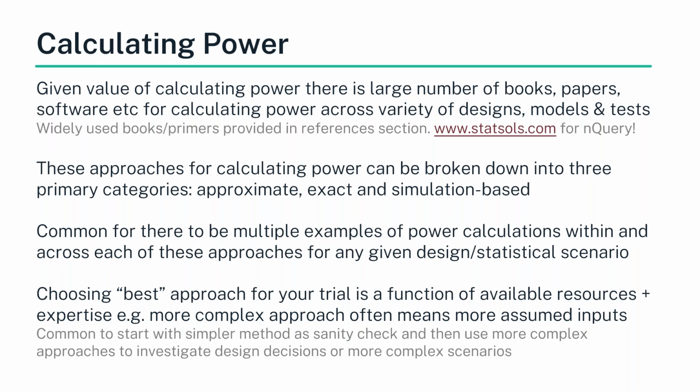Basically, choosing the best approach for your trial is often a function of your available resources, which includes your expertise. And I would often say that even for more sophisticated organizations, such as large pharmaceutical companies, they might start with an approximate or exact formula, which are a bit more restrictive than simulation, and use that as a jumping off point, basically as a sanity check, to then go into the more complex assumptions they want to explore for the purposes of power calculations and other success criteria that are of interest, such as evaluating type 1 error.